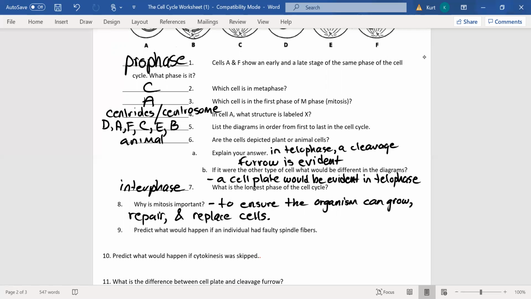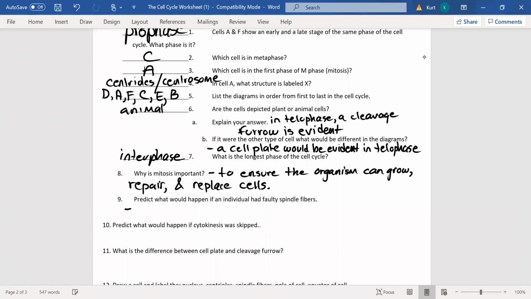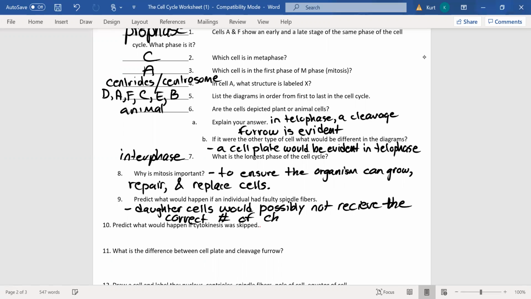Predict what would happen if an individual had faulty spindle fibers. Daughter cells would possibly not receive the correct number of chromosomes. I want to talk about this one for just a minute.